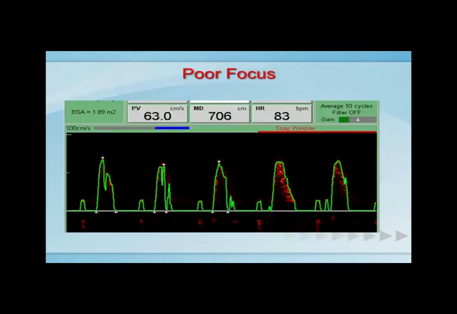This is an example of poor focus, and you will hear audio that indicates inadequate ultrasound focusing. If this is the case, you need to carefully focus the ultrasound probe and continually put your finger on the probe to focus. The numbers acquired during poor focus will be inaccurate.